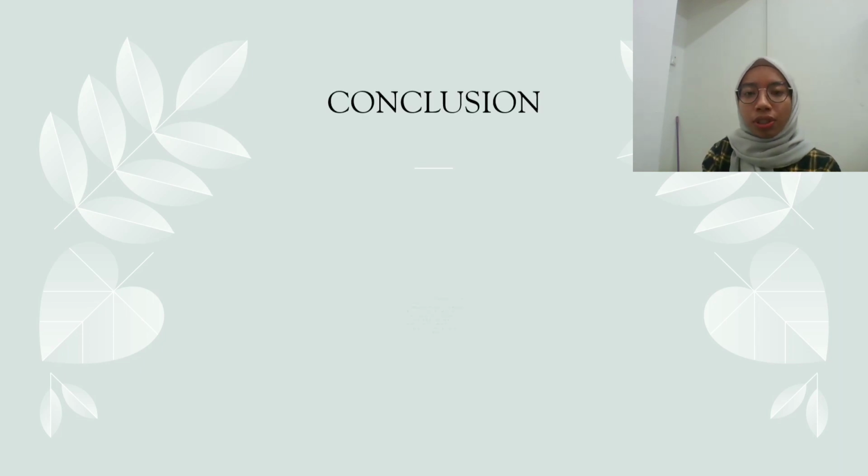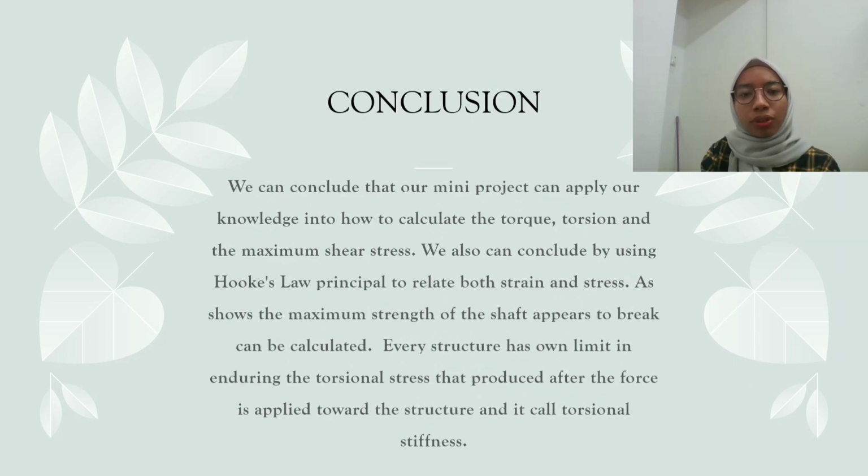So for conclusion, we can conclude that our mini project can apply our knowledge into how to calculate the torsion and the maximum shear stress. We also can conclude by using Hooke's law principle to relate both strain and stress. As such, the maximum strength at which the shaft would break can be calculated. Every structure has its own limit during the torsional stress that is produced after the force is applied toward the structure, and it is called torsional stiffness.